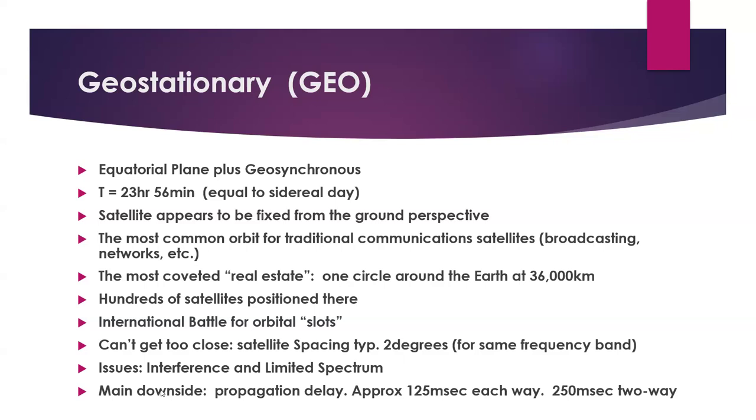Now, the geostationary orbit has one downside. That's the main downside, the propagation delay. Since the orbit is 43,000 kilometers away from the Earth, the electromagnetic waves take about an eighth of a second, 125 milliseconds, to go from the surface of the Earth to the orbit, and then another one to come back. So you have a quarter of a second delay in propagation. When you send a signal and it comes back, it's a quarter of a second.